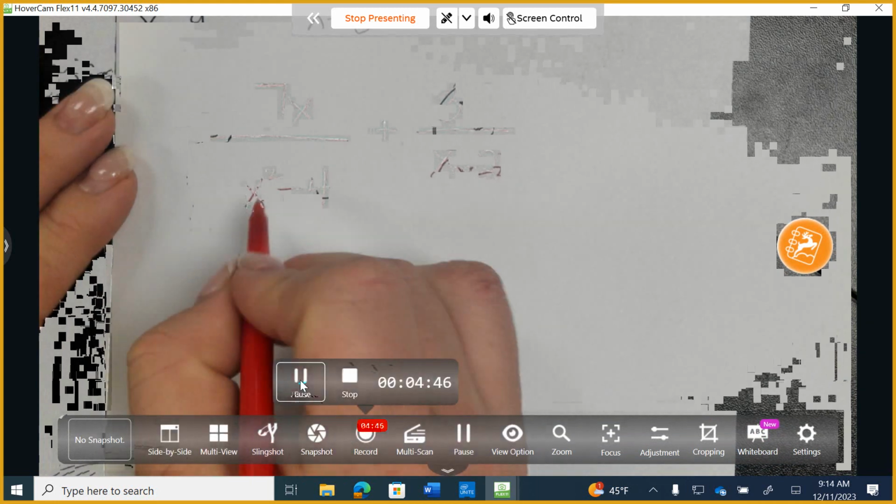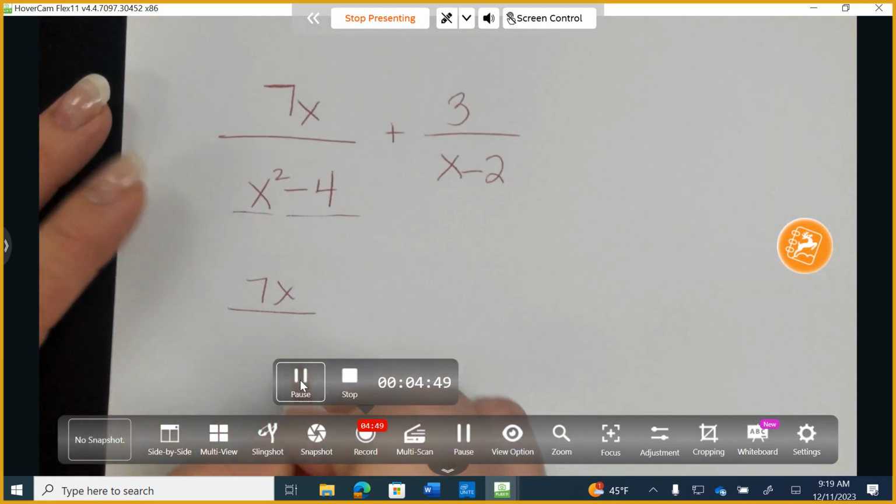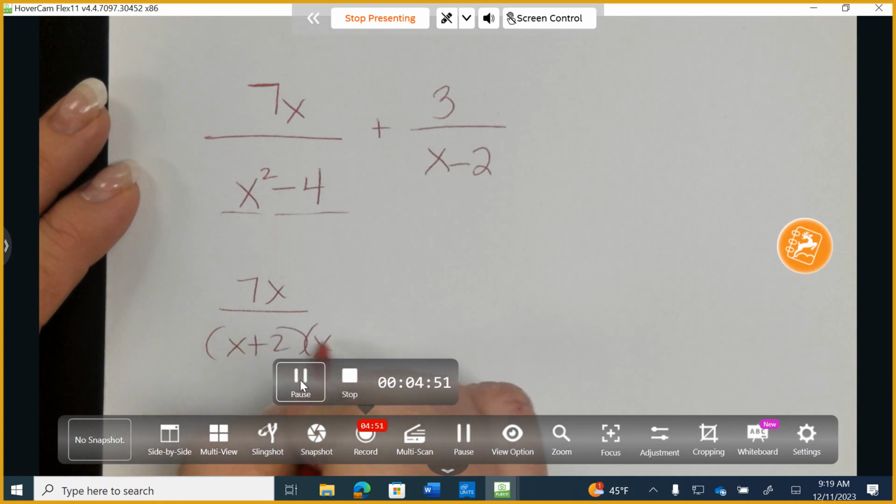So for this problem, the first thing I'm going to do is I'm going to factor. So x squared minus 4 breaks into x plus 2 and x minus 2.